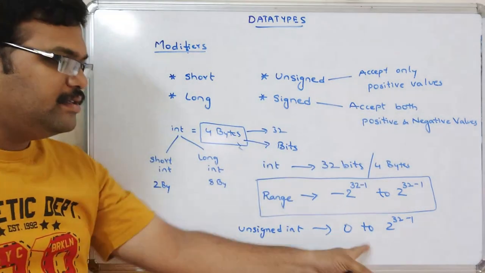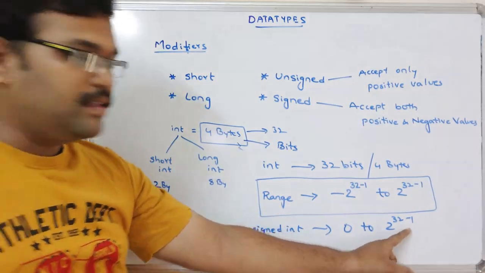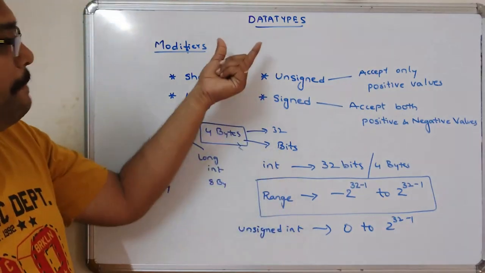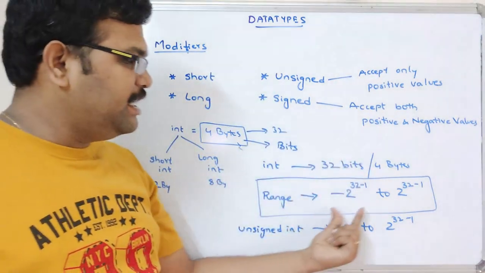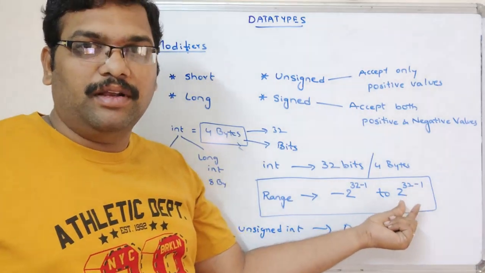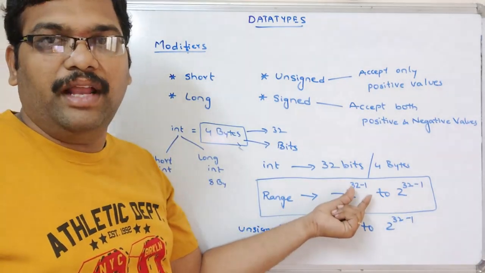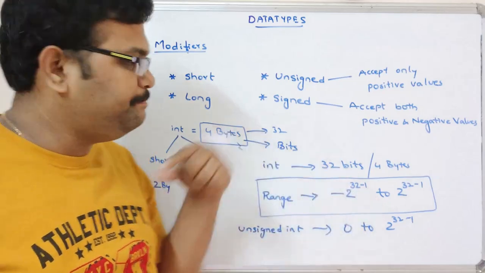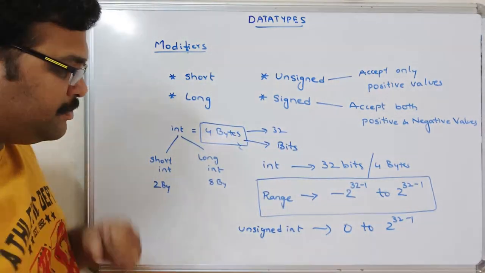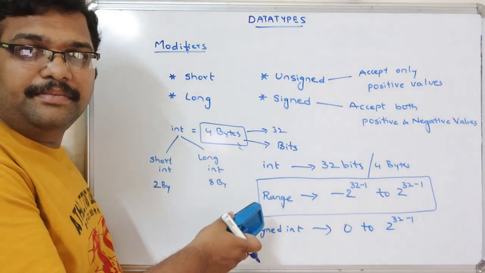If it is unsigned, 0 to 2 power the size of data type minus 1, and if it is signed, it is nothing but minus 2 power size minus 1 to 2 power size minus 1. But in terms of bits, we have to calculate in terms of bits. So this is how we can find the range of any data type. Okay.